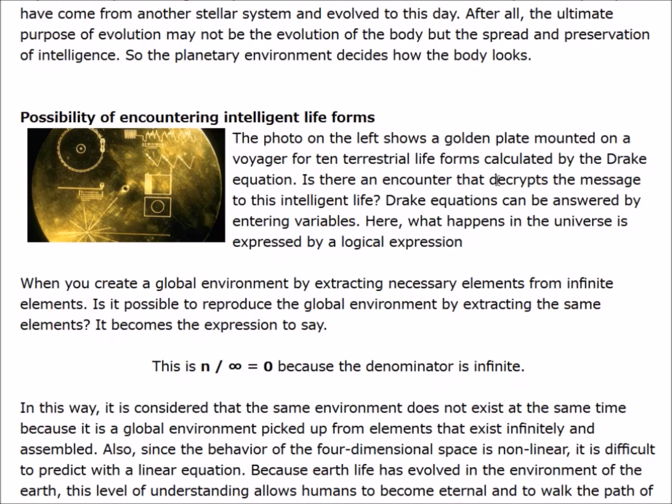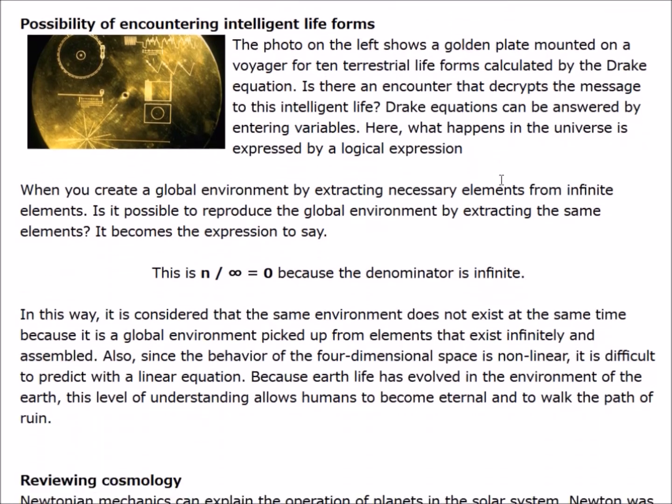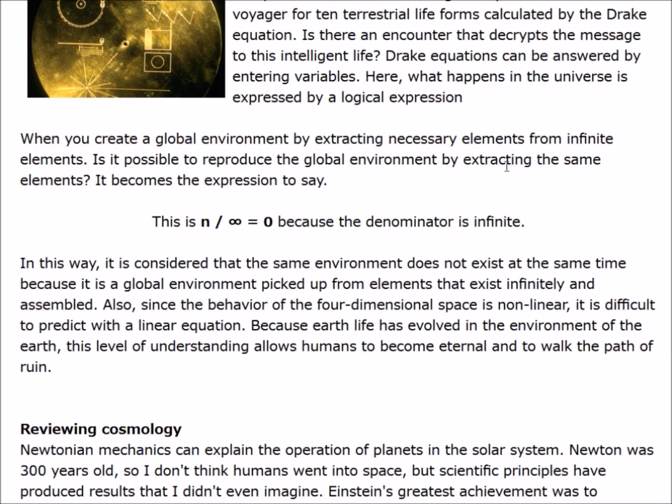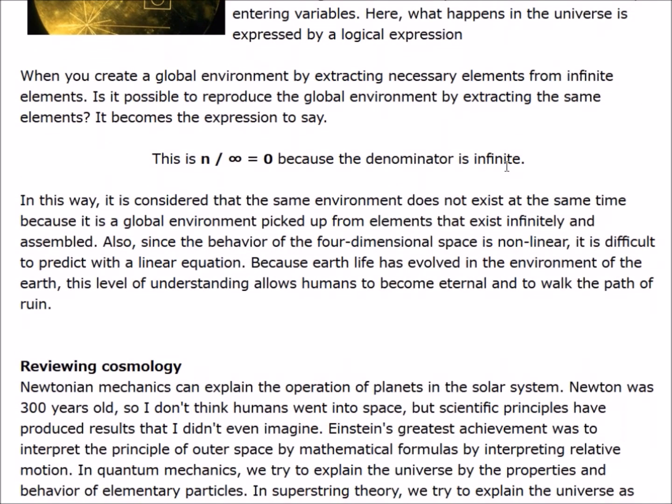Here, what happens in the universe is expressed by a logical expression. When you create a global environment by extracting necessary elements from infinite elements, is it possible to reproduce the global environment by extracting the same elements? It becomes the expression to say, this is n/∞ = 0, because the denominator is infinite. In this way, it is considered that the same environment does not exist at the same time because it is a global environment picked up from elements that exist infinitely and assembled.